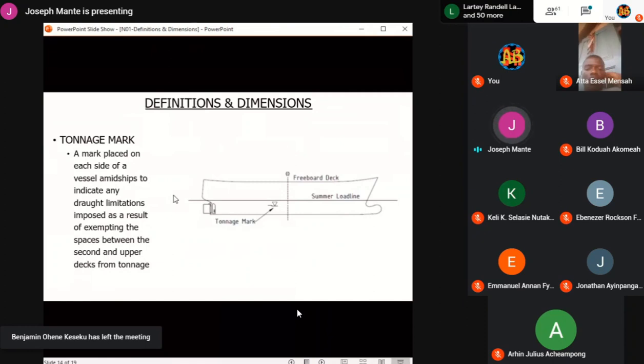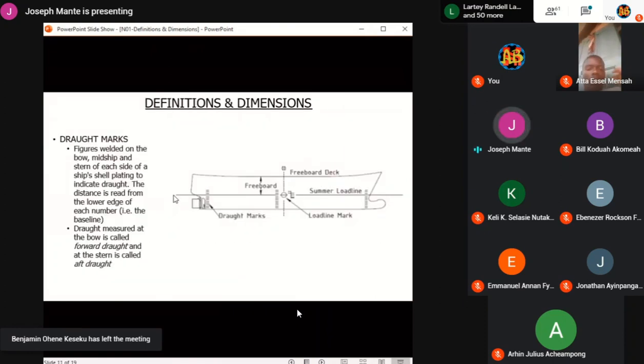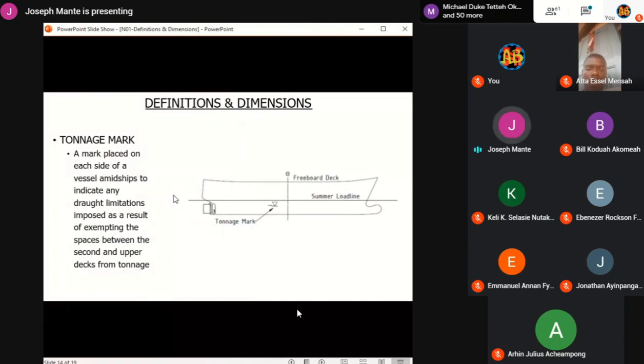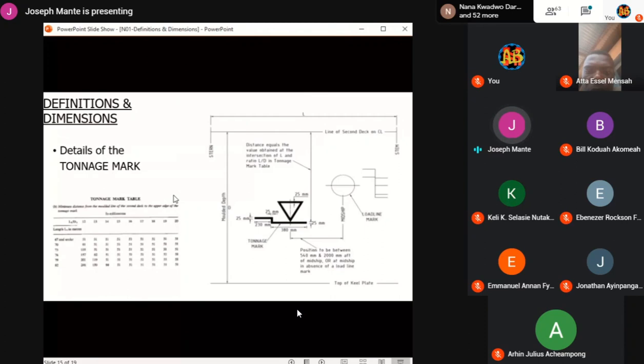Okay, so we also go to the tonnage mark. Isn't the tonnage mark almost the same as the load line mark? You see the kind of thing they've put in there. It is a mark placed on each side of a vessel to indicate any draft limitations imposed as a result of exempting the space between the second and upper deck from tonnage.